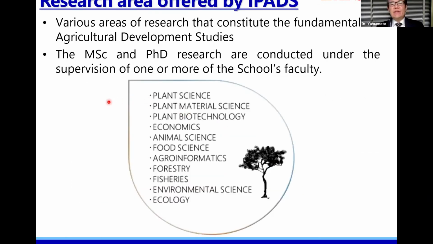And we deal with various areas of research that constitute fundamentals of agricultural development studies. As I mentioned before, our program principles are interdisciplinary and transdisciplinary. As you can see in this slide, we have many research fields: plant science, plant material science, plant biotechnology, economics, animal science, food science, agri-informatics, forestry, fisheries, environmental science, and ecology. The MSc and PhD research can be conducted under the supervision of one or more of the school faculty.